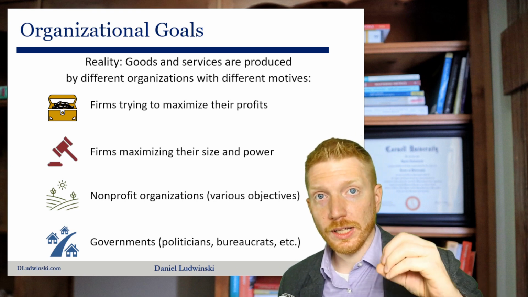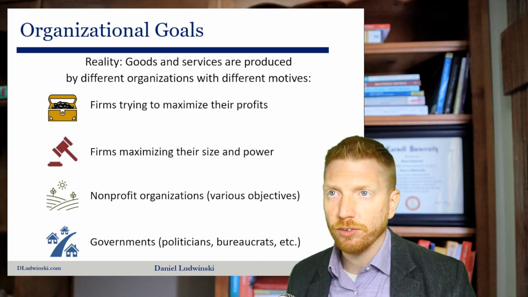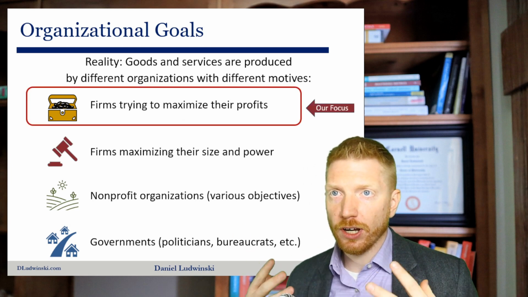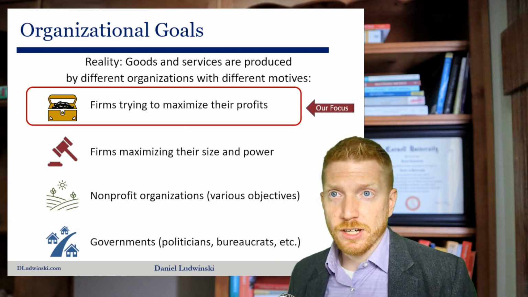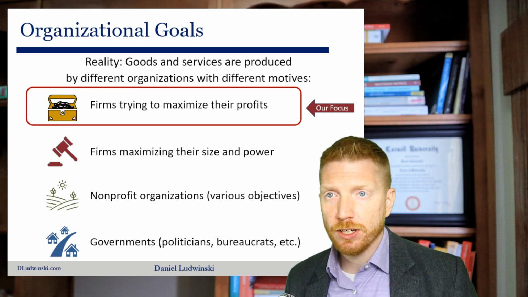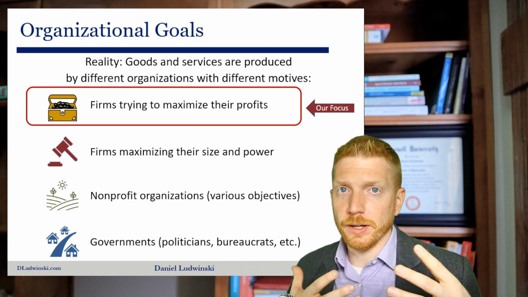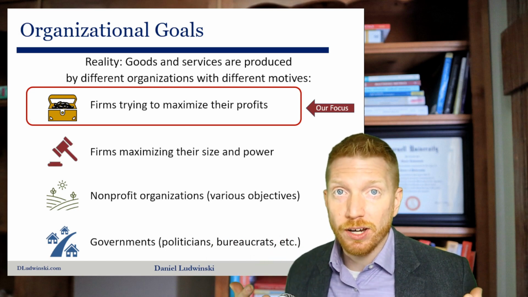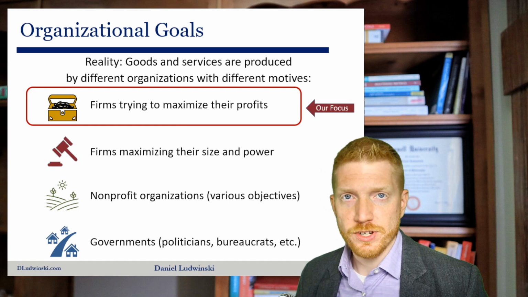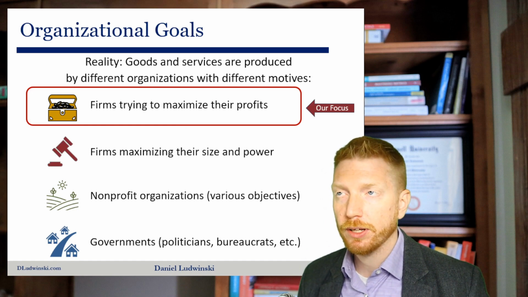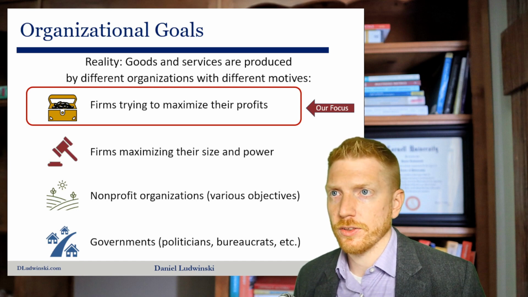But what we're going to limit ourselves to talking about in this unit and in this course in general is firms that are trying to maximize their profits. That's going to be our focus, partially because most firms behave in that way, but also because it's just, to be honest, easier to analyze. We do have tools to analyze these other objectives. It's just a little more complicated and a little more difficult to put those down and talk those over.